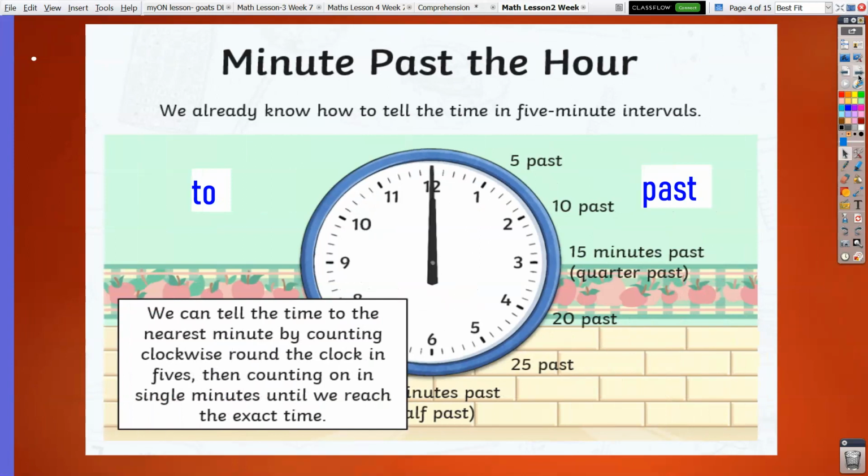How are we going to tell time to the nearest minute? Yesterday, we learned that a clock has two parts. The right part of the clock is the minutes past, and the left part of the clock is the minutes to the next hour. If we are counting the number of minutes past, that is clockwise. If we are counting the minutes to the next hour, that is counterclockwise or anticlockwise.